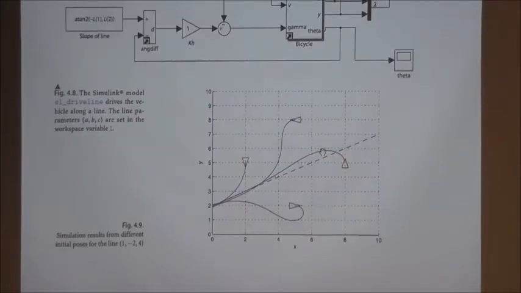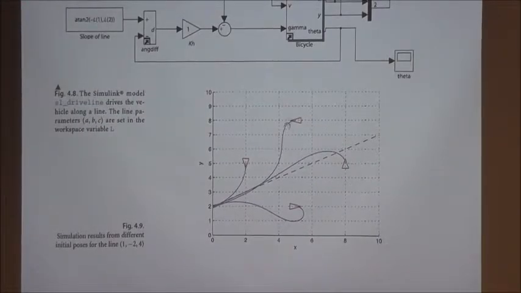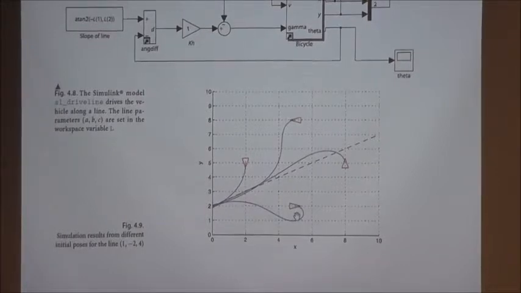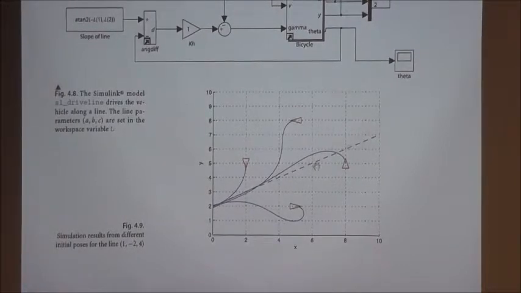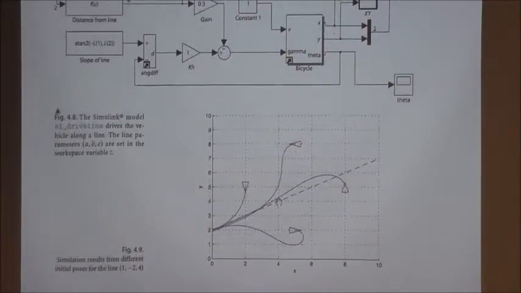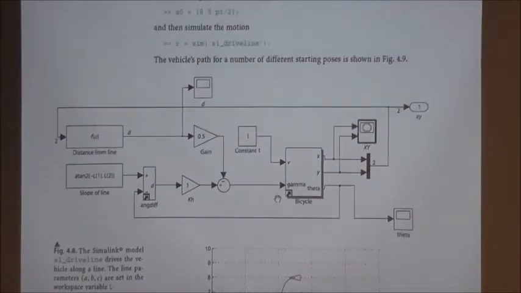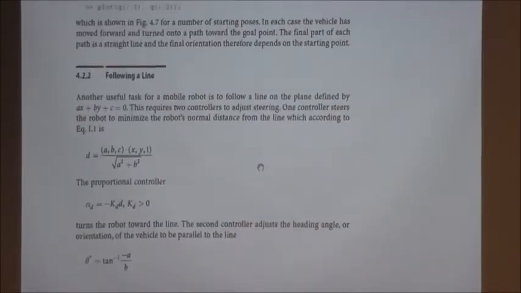Here's the result. You have different poses, in this case 4 of them, and you want to join this line right here. So you can go like this, one possibility, another possibility, another one, and so forth. So this is a second application of navigating a mobile robot.